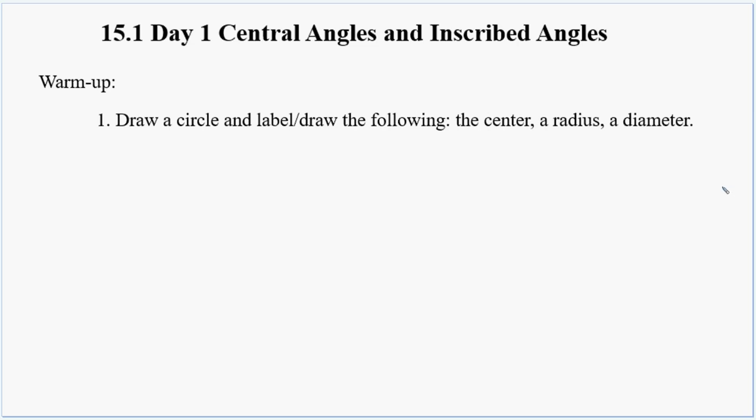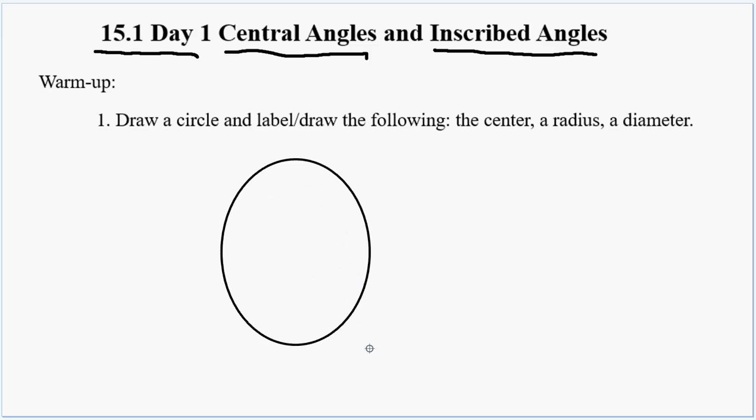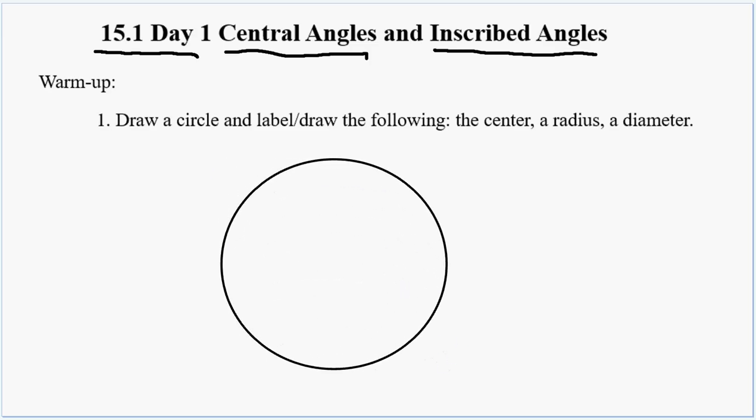Welcome to geometry class. In this video we're going to start section 15-1 that covers central angles and inscribed angles. Here in the warm-up it says draw a circle, so there's my circle. And it says label and draw the following, the center. Well, right at the middle of it there, I just label that C for center.